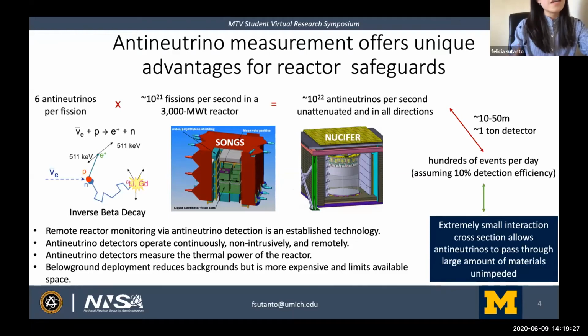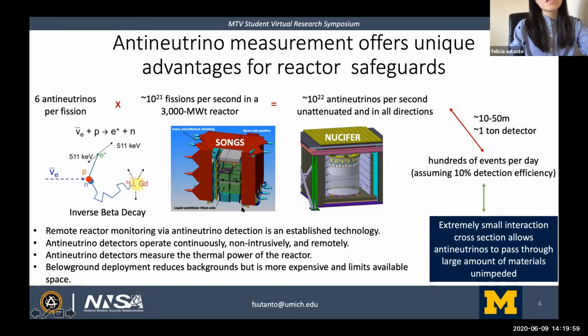And the way they detect antineutrinos is via the inverse beta decay reaction. So this reaction produces a positron and a neutron. The positron annihilates, and that creates the first burst of light. And the neutron thermalizes, and it's captured by a neutron capture agent, and that creates the second burst of light. So the antineutrino signature is two bursts of light that are correlated in both time and space. Reactor monitoring using antineutrinos offers several advantages. They operate continuously and non-intrusively. They also directly measure the thermal power of reactors, which constrains the fissile content.